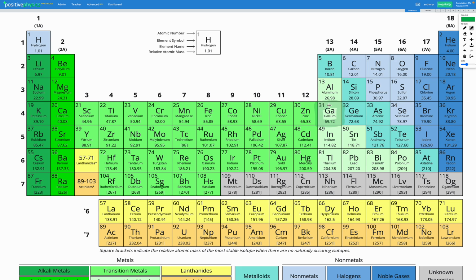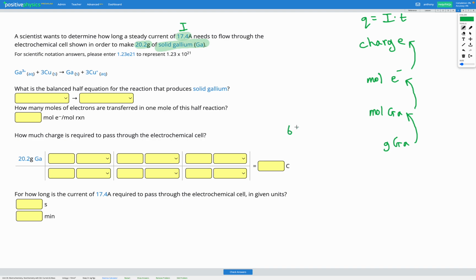Here's gallium. We can see that gallium has a relative atomic mass of 69.72 grams per mole. That means that 69.72 grams of gallium is equal to 1 mole of gallium. So that's going to be our conversion factor for our first step. Next step is going between moles of gallium and moles of electrons.